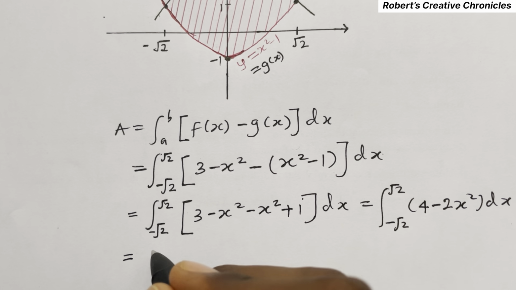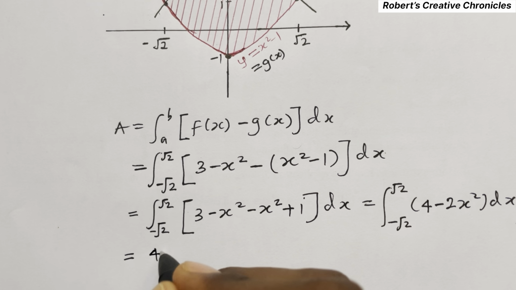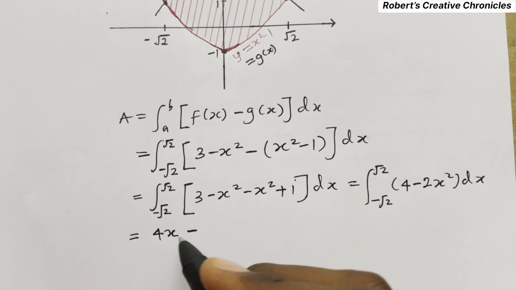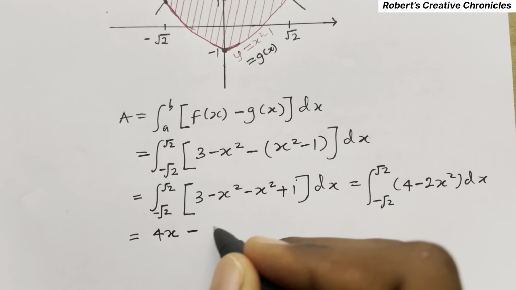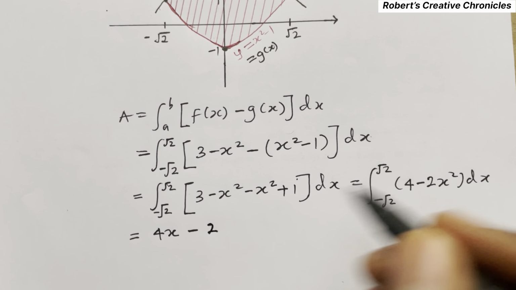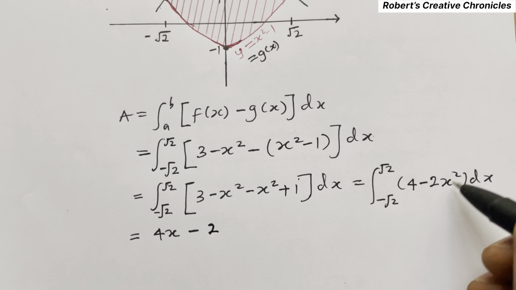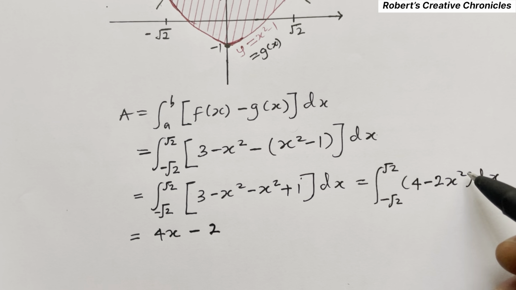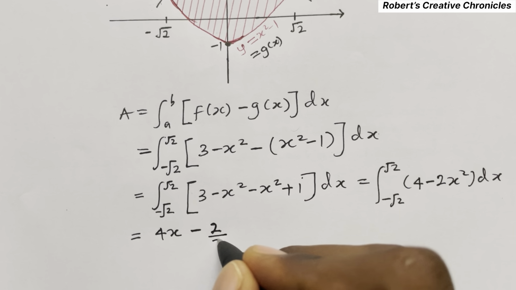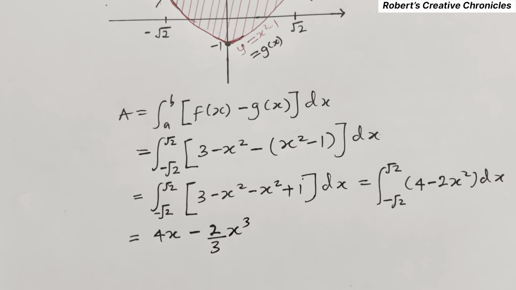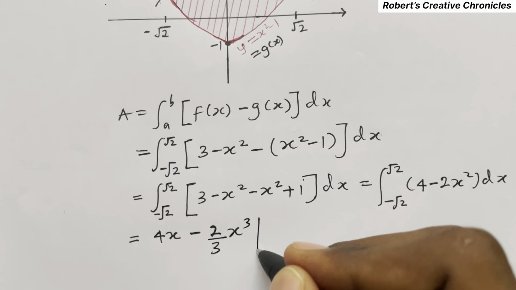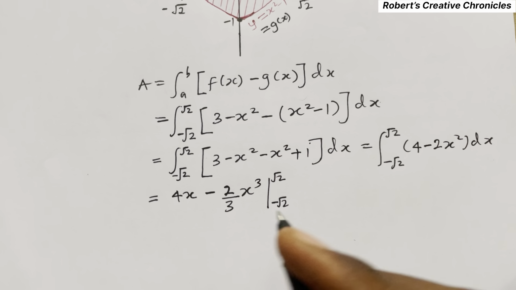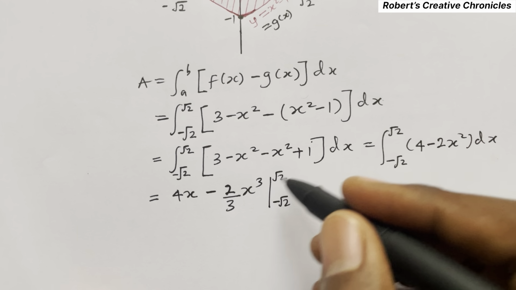The integral of 4 is what? Is 4x. So the integral of this is 4x minus what? Then this is 2, this is x squared. The integral of x squared is what? Is 2 plus 1 over 2 plus 1, which is x cubed over 3. So it's 2 over 3 x cubed. Then we substitute this, minus root 2 and root 2. So now we substitute these two limits into this.